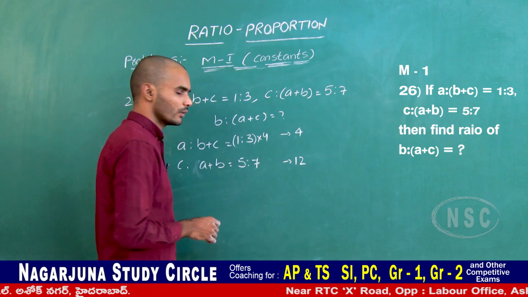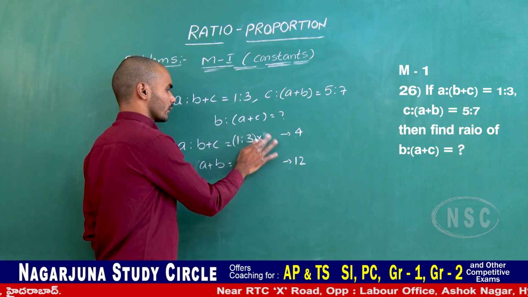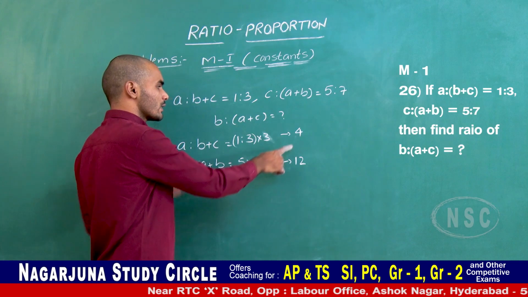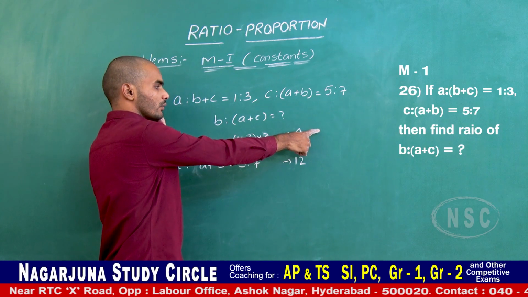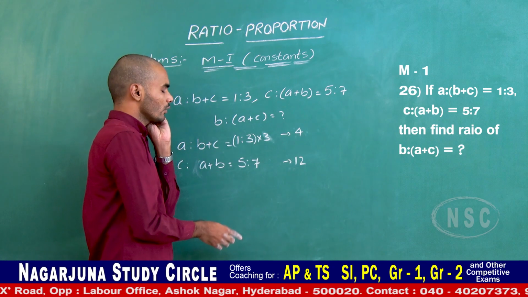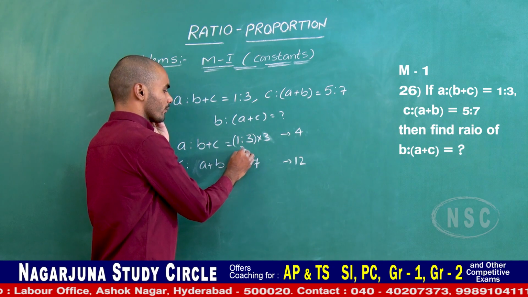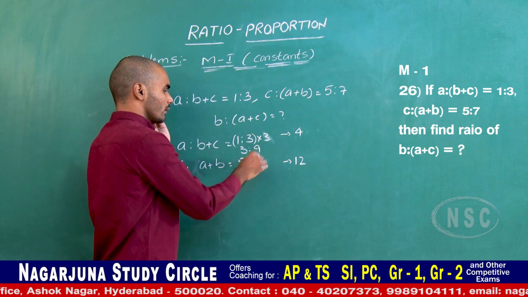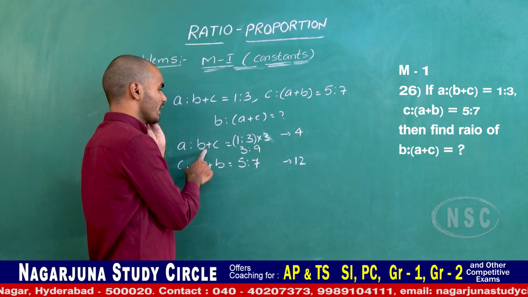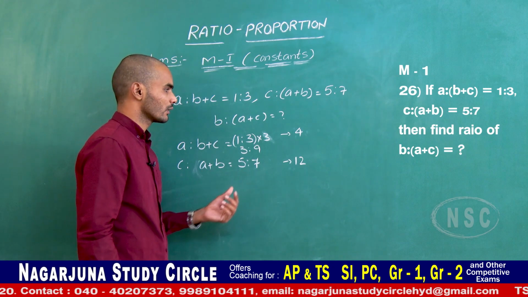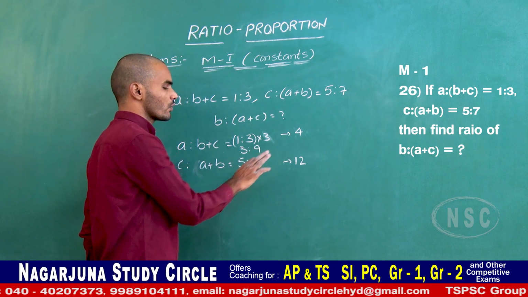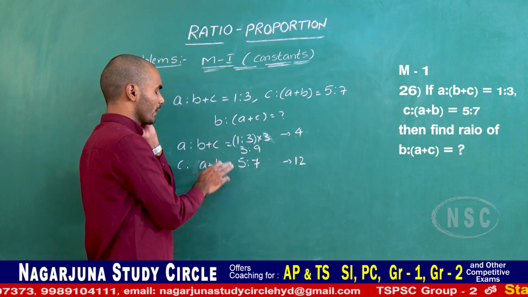3, sorry. This 1 into 3, because this is 4, this is 12. This 4 is multiplied with 3, then gives 12. Both are the same. So 3 1s are 3, 3 3s are 9. A is to B plus C is equal to 3 is to 9. C is to A plus B is equal to 5 is to 7. Both totals, the sum, is 12. So then those are in the same manner.